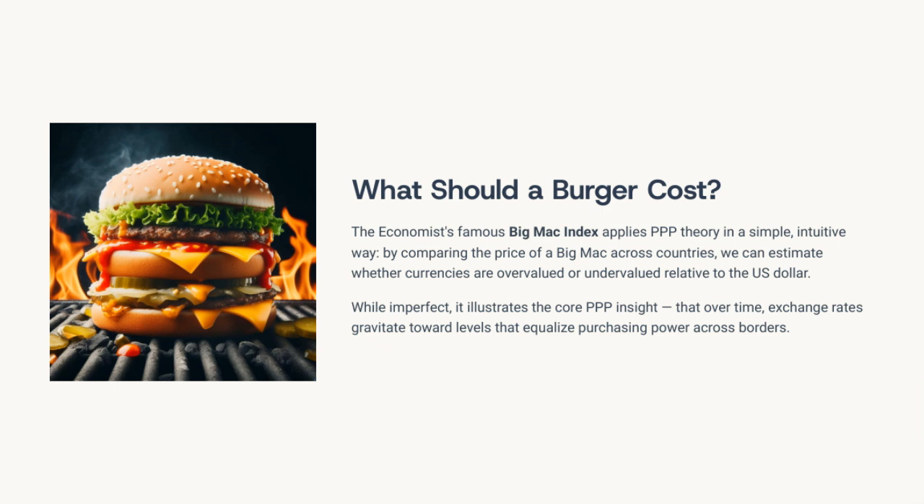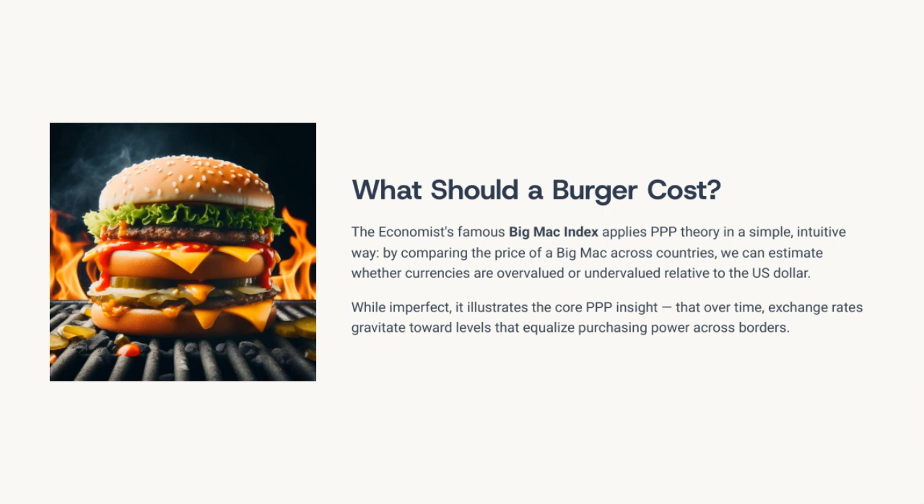One practical way to see this in action is through The Economist's famous Big Mac Index. It's a simple, intuitive application of PPP theory. By comparing the price of a Big Mac in various countries, we can get a quick sense of whether a currency is overvalued or undervalued relative to the US dollar. If a Big Mac costs significantly more in one country than in the US, it suggests that the local currency might be overvalued, and vice versa.